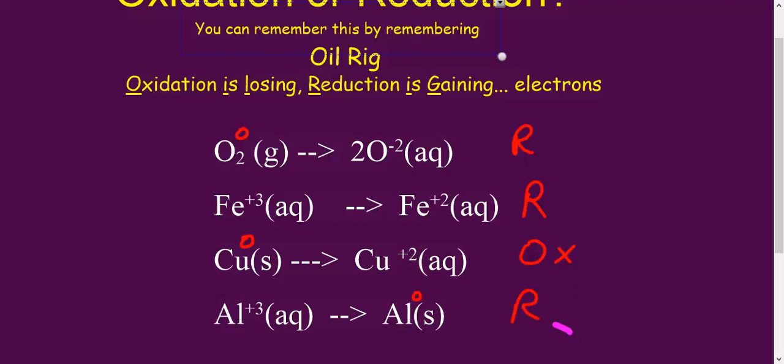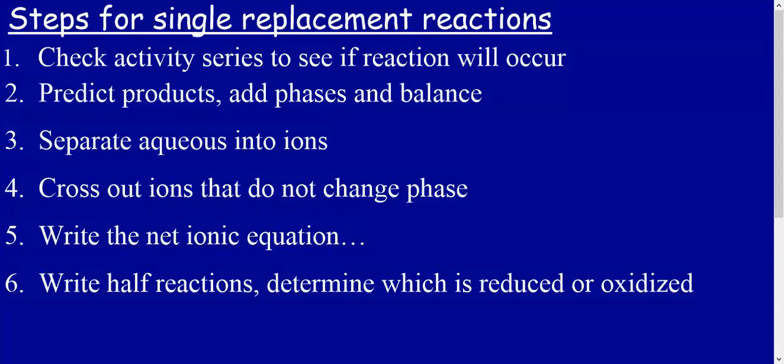Now, steps for writing single replacement reactions. First, check the activity series to make sure the reaction occurs. If it doesn't, just put no reaction and stop. Predict the products, add phases, and balance. Separate all aqueous into ions. Cross out ions that do not change phase. Write the net ionic equation. Write half reactions. Determine which is reduced and which is oxidized. We'll go through the steps.